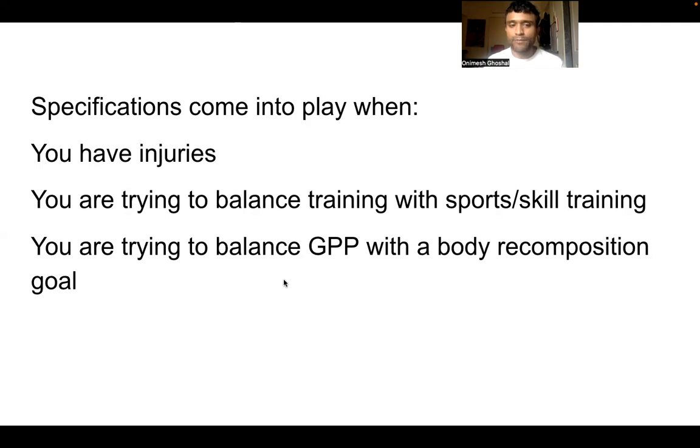Same thing applies if you're trying to balance a GPP training with a body recomposition goal. This is super important to understand. When you do GPP training, when you do any training, a little bit of body recomposition is going to happen. You end up losing some fat, gain some muscle, all of that is there.